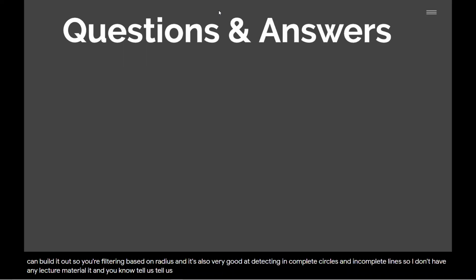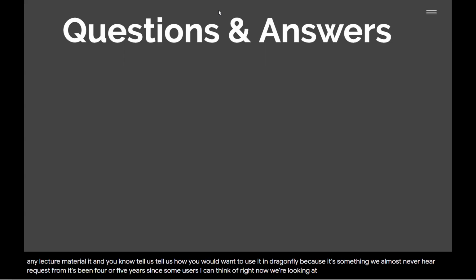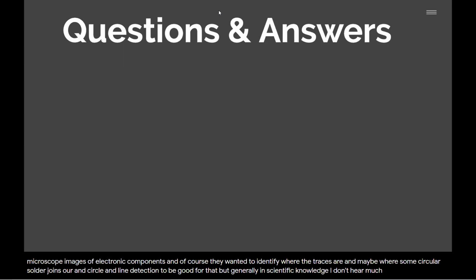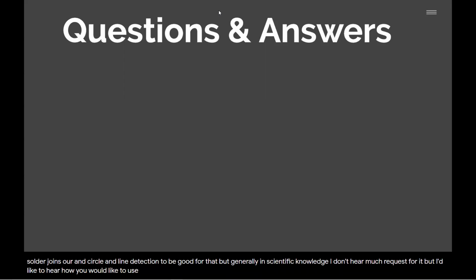So I don't have any lecture material on Hough transforms, but tell us how you would want to use it in Dragonfly, because it's something we almost never hear a request for. It's been 4 or 5 years since some users I can think of right now were looking at CT images and possibly electron micrograph images of electronic components. And of course they wanted to identify where the traces are and maybe where some circular solder joints are, and circle and line detection would be good for that. But generally in scientific imaging I don't hear much request for it, but I'd like to hear how you would like to use it.